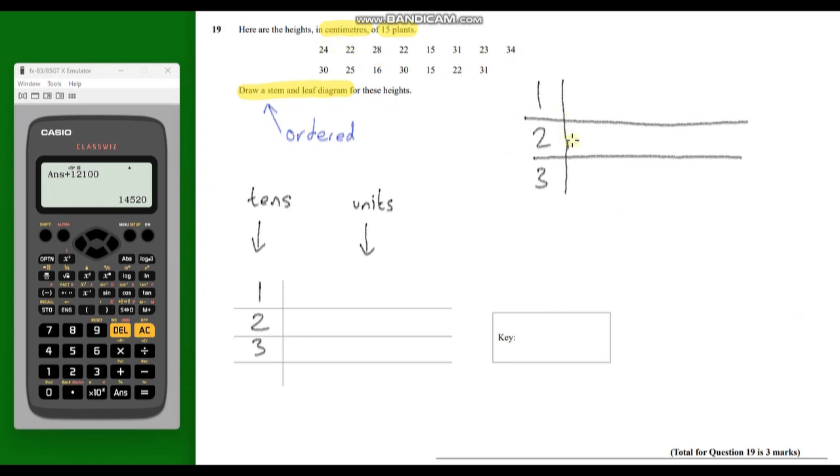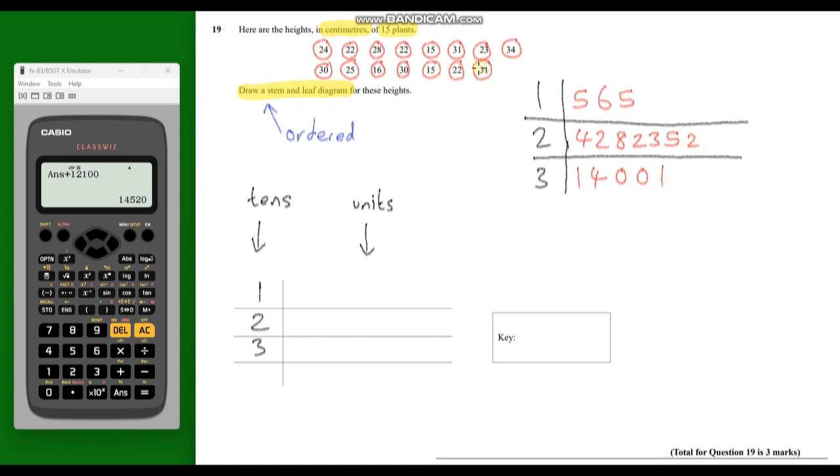So the first one, 24, that will go there. So we've got that one. And then 22, 28. We've got another 22. We've got 15, 31, 23, 34, 30, then 25, then 16, and then 30, and then 15, and then 22, and then 31.